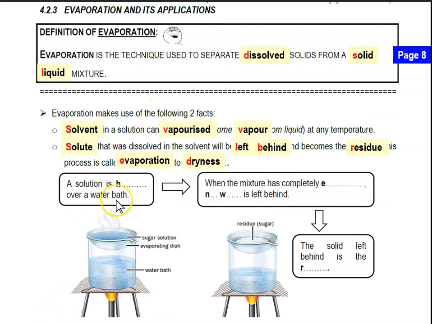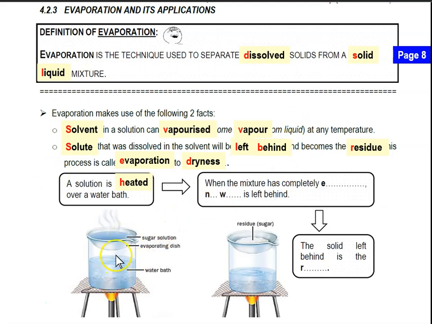So let's get back to this process. If you look at this, what is being carried out on this sugar solution here? Now, when we use sugar, sugar is the dissolved solid inside the water, inside the solvent, which is probably water. So what will happen is we first heat the solution over a water bath. The water bath is here.